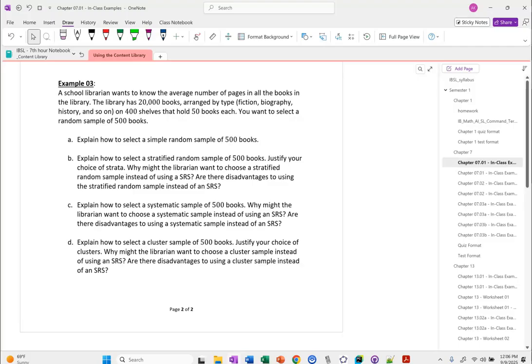Ethan, we'll use a random number generator at some point, but the first thing you'd want to do is index every single book. Give it a number from 1 to 20,000. Then use your random number generator to select 500 of those numbers randomly. Those would be the books you choose. You would not pay attention to type or location, what shelf it's on. All you're doing is assigning every book a number and randomly pulling 500 of those numbers.